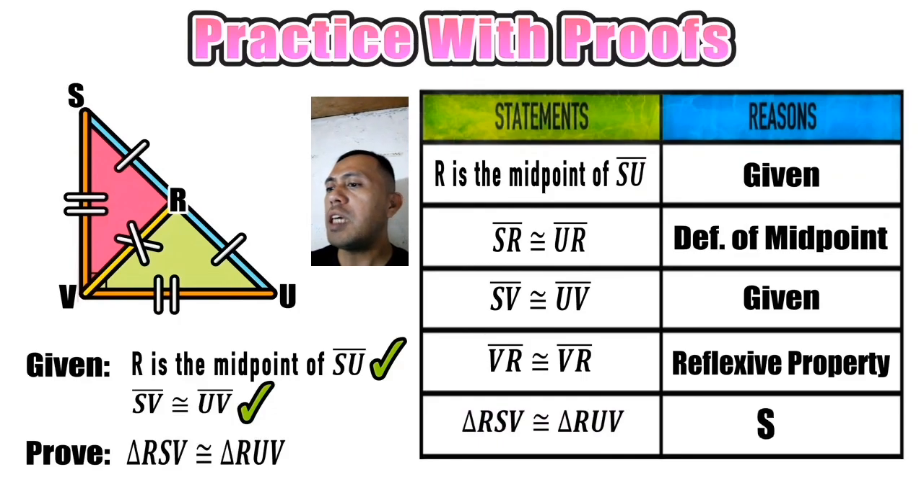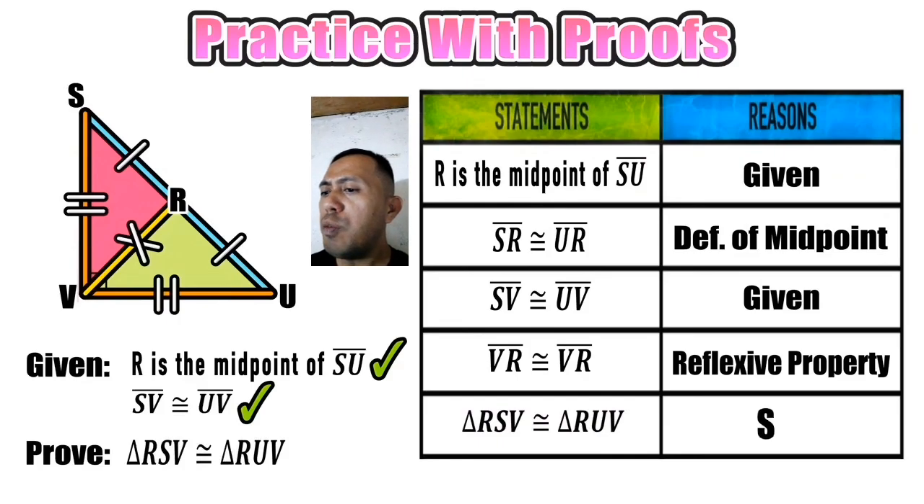Our second given says that segment SB is congruent to segment UB, meaning they have the same length. Notice that both triangles share side BR, since BR is a part of both triangles. It has to be congruent to itself. The reason? The reflexive property.